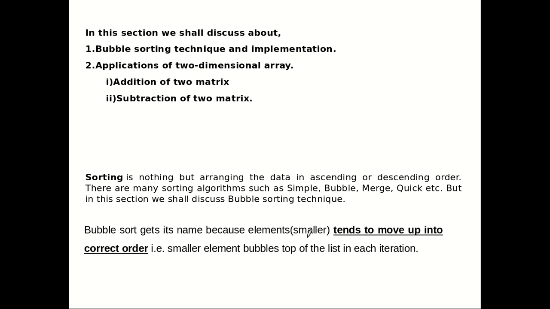In this section, we shall discuss the bubble sort algorithm and its implementation, and applications of two-dimensional arrays, that is, addition of two matrices and subtraction of two matrices. Let us first understand what is meant by sorting. Sorting is nothing but arranging the data in either ascending or descending order.